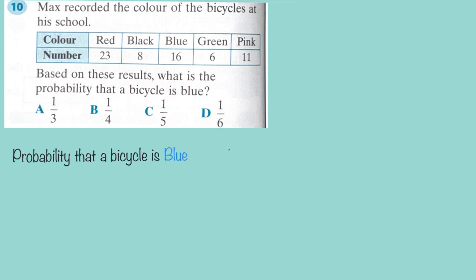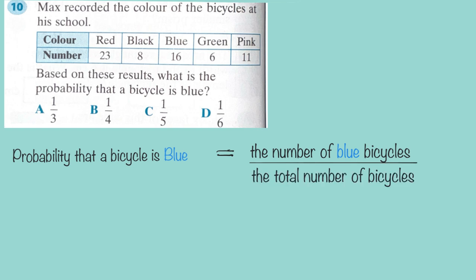So the probability that a bicycle is blue is equal to the number of blue bicycles over the total number of bicycles. And we know that there are 16 blue bicycles, but now we have to add up all the bicycles together. So we'll do 23 plus 8, 16, 6 and 11, and that'll be 64. Altogether there were 64 bicycles.